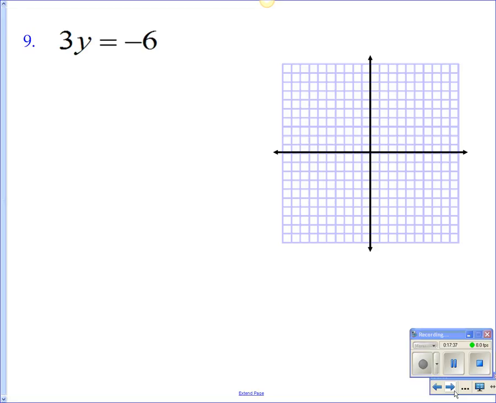Number 9. Joey, what do I do first? Good. Draw your line and circle Y. Guys, this one's a little different, but it's actually a little easier. There's only one thing to move. What number is that? The 3. These are being multiplied, so how do I get rid of the 3? You divide it. So y equals -2. Okay.